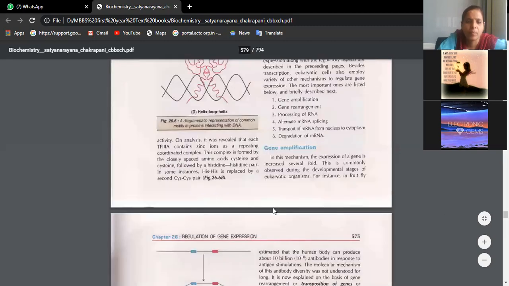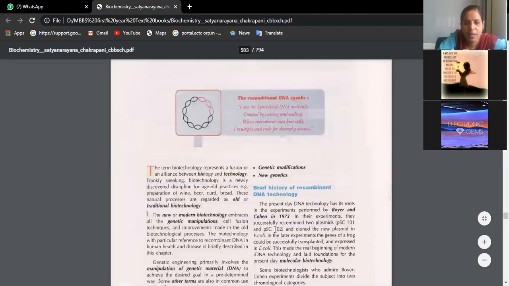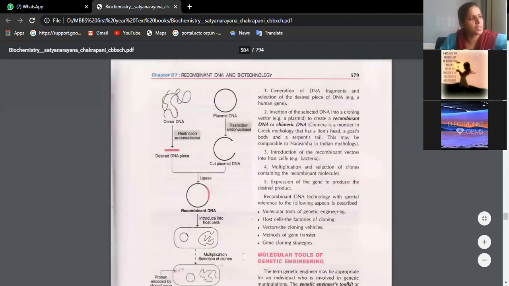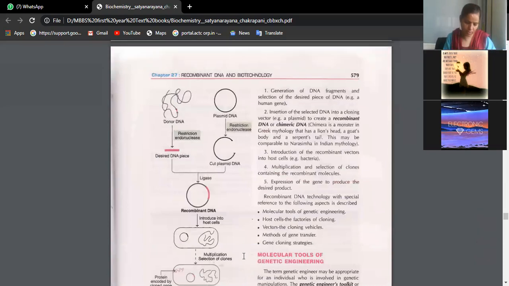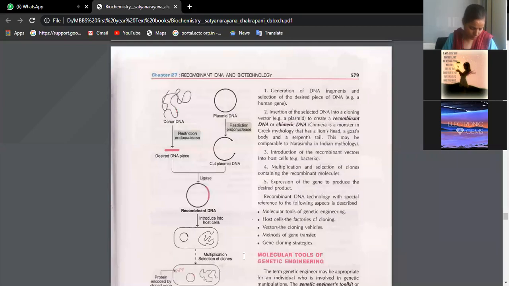See here, for rDNA technology, first of all, you should consider one disease, beta. Suppose it is diabetes mellitus, what is deficient? Insulin is not there. Insulin.